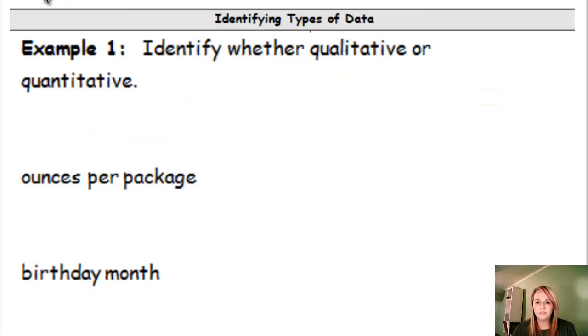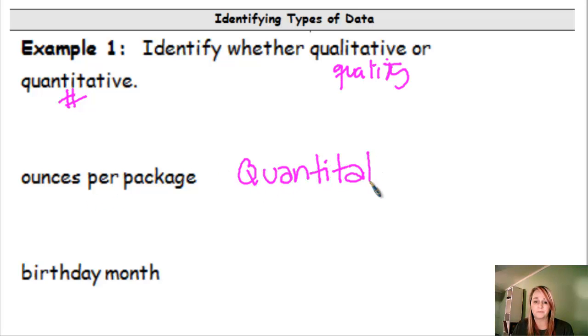Let's identify the types of data. So here we are asked to identify whether this is qualitative or quantitative data. Remember, qualitative is a quality, quantitative is a number. Ounces per package. Well, ounces I can measure and I can attach a number to it. So that is quantitative. My birthday month, that really isn't a number. I'm not measuring anything, even though sometimes we attribute 1 to January and 2 to February. There really is nothing to measure. So this is qualitative.